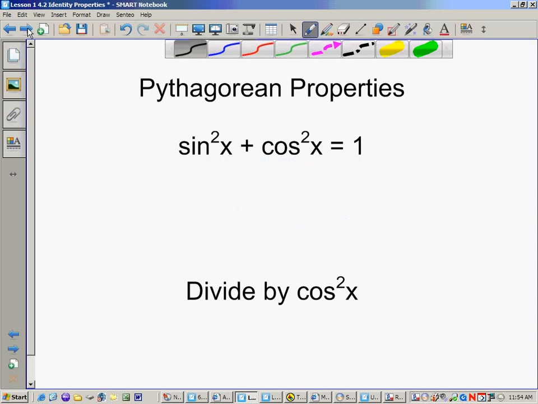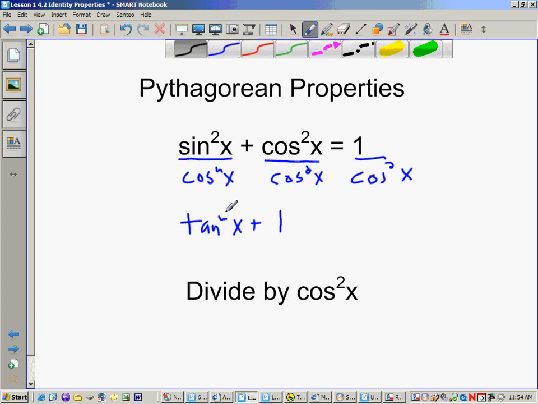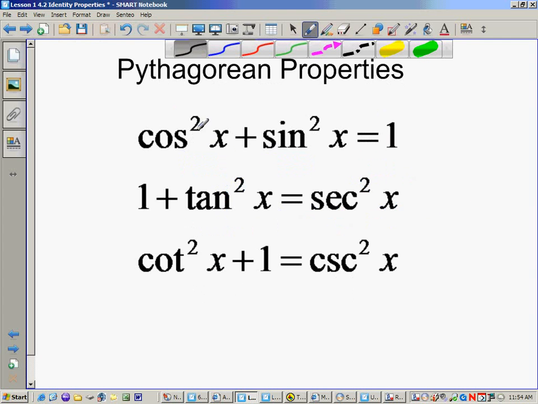To get the other Pythagorean property, now we divide by cosine squared. Now if we do that, sine over cosine, we decided it was tangent. Cosine over cosine is 1. 1 over cosine squared is secant squared. So this is my other Pythagorean property. So now, using our first Pythagorean property, we were able to get these other two properties.